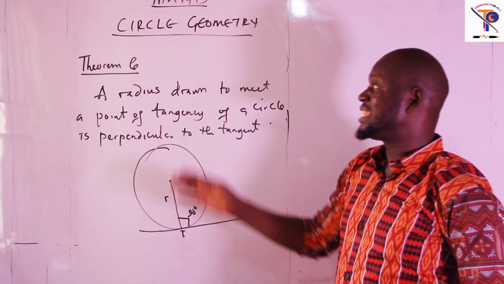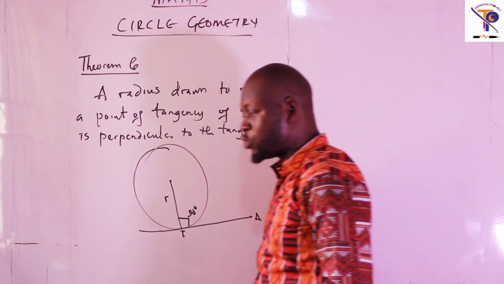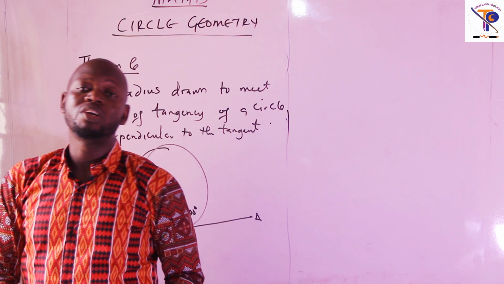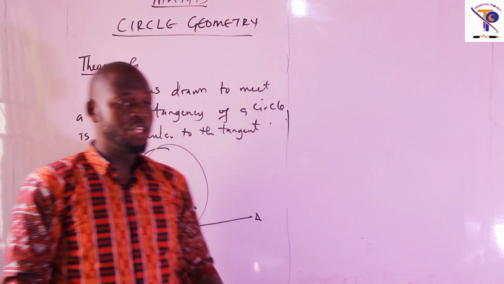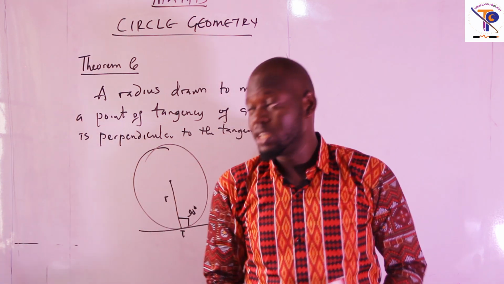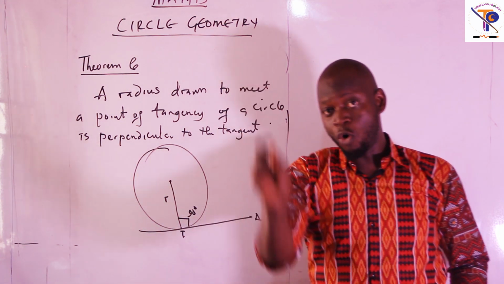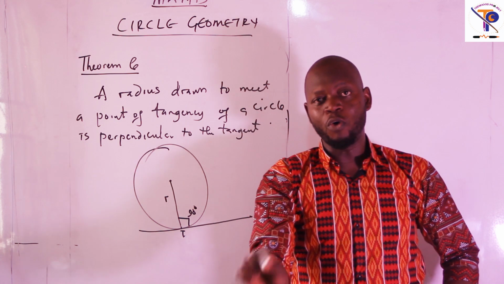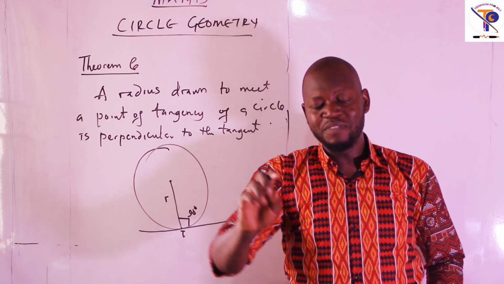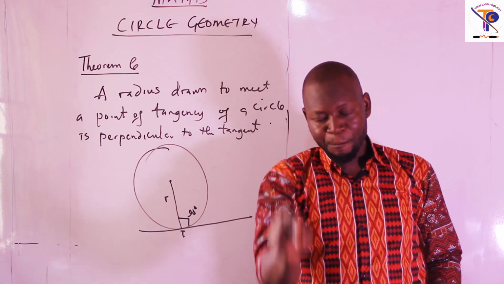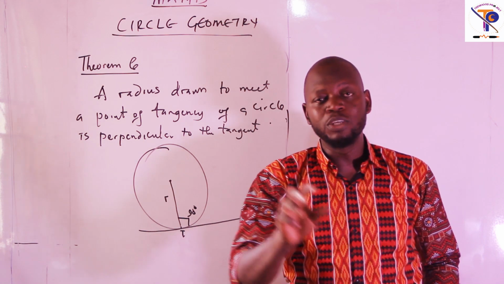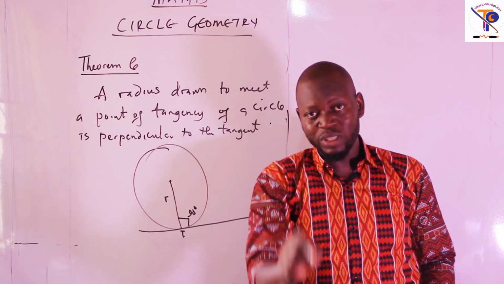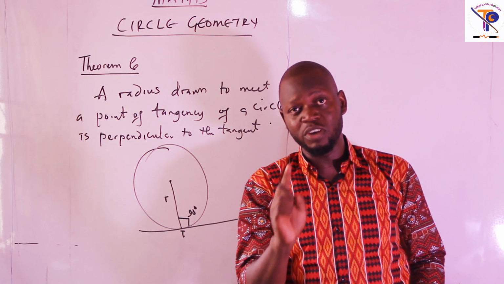We want to move to the sixth theorem of the circle geometry. And don't forget, the first theorem we discussed was when you have a radius meeting a chord at a perpendicular line. Definitely, that perpendicular line is as well a perpendicular bisector of the chord. That means it's cutting that chord into two equal halves. That was the first theorem.